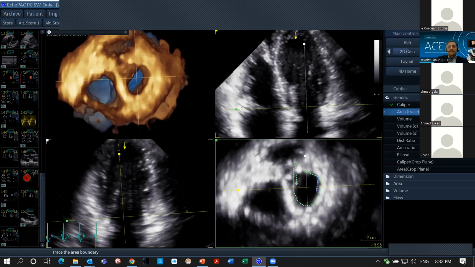If you use the diameter, let's say the diameter is 3, so 3 by 3 by 0.785, it will be 7, for example. So take the annulus diameter in the 4-chamber or 2-chamber view, like 3 centimeters. 3 by 3 by 0.785 gives 7 square centimeters, which is a reasonable average annulus.